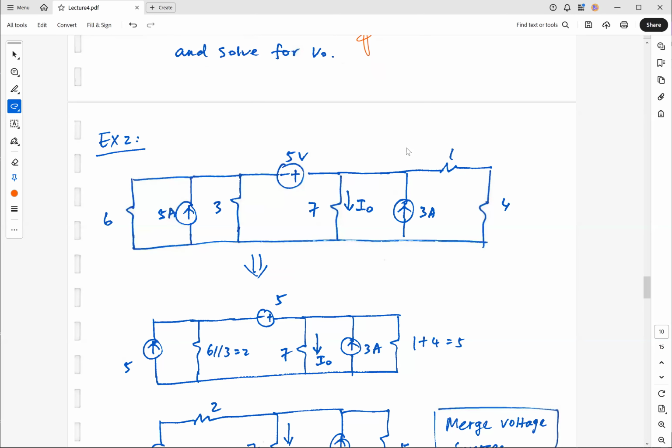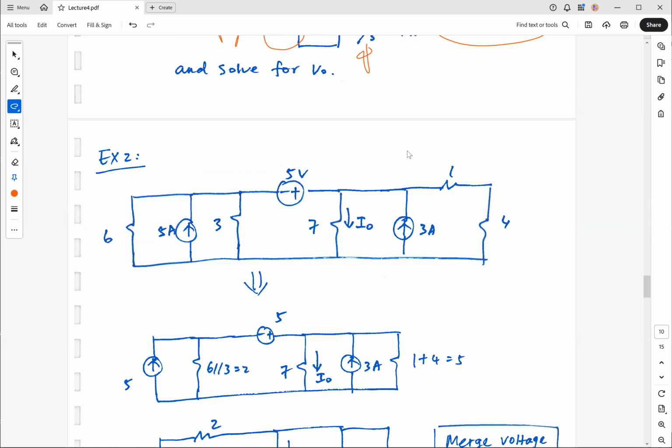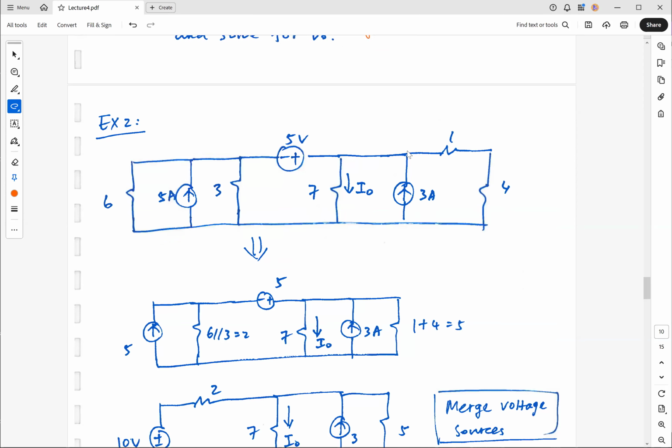Let's look at the next example here. So again, this is still using the source transformation technique. I have 3 sources: 1 voltage source and 2 current sources. The idea is I want to eventually calculate this current, which I call I naught, and this current is flowing through this 7 ohm resistor.